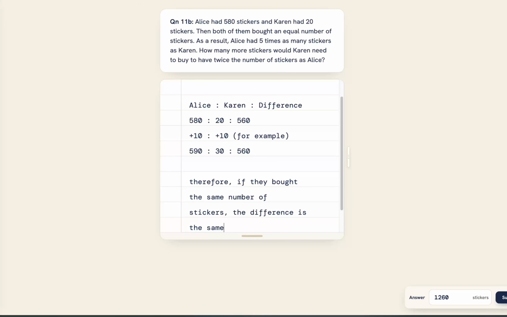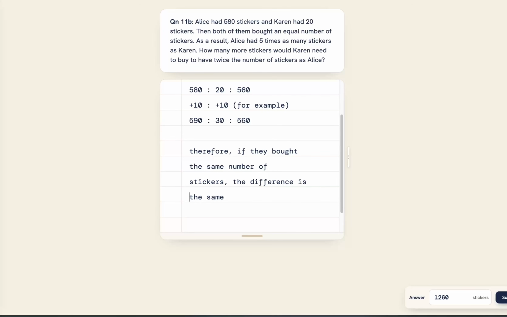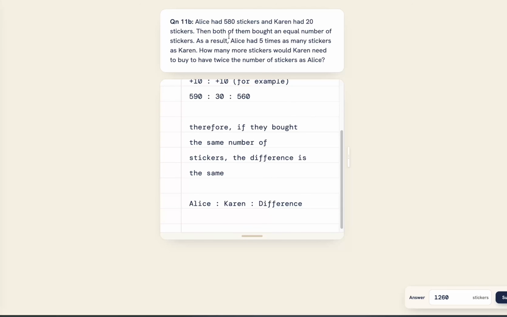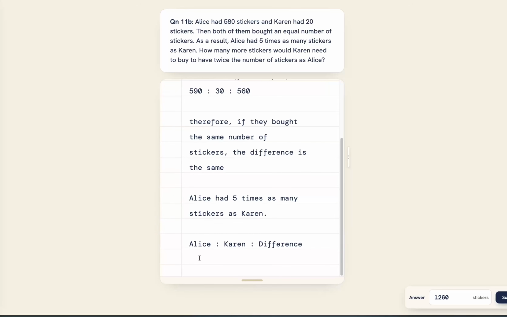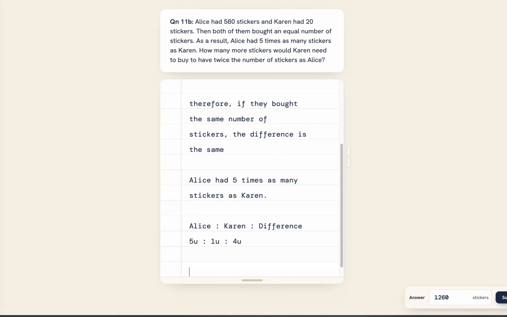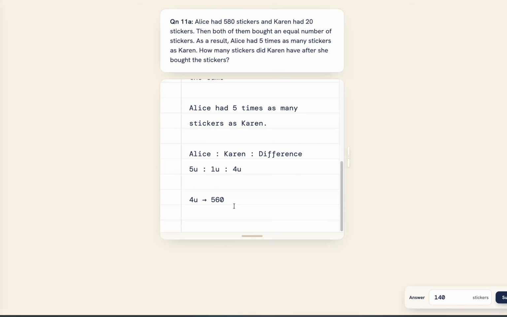Okay, so now we know that. That means if Alice and Karen's difference, as a result, Alice had 5 times as many stickers as Karen. So for Alice, it is 5 units, and Karen is 1 unit. The difference is 4 units, which means 4 units is equal to 560. And then 1 unit would be equal to 560 divided by 4, and this will give us 140.